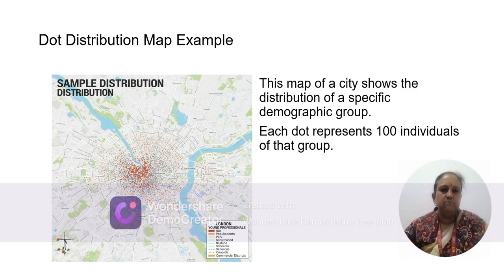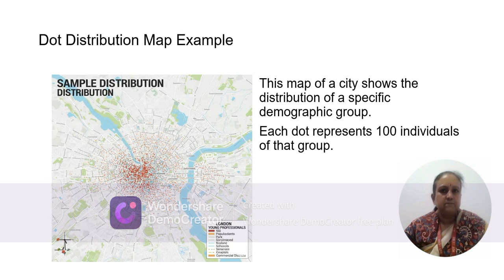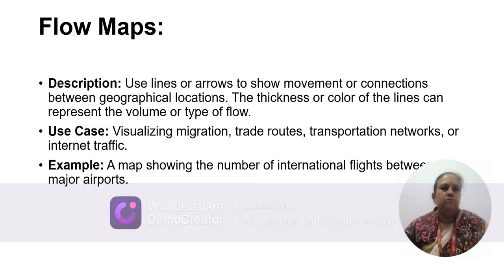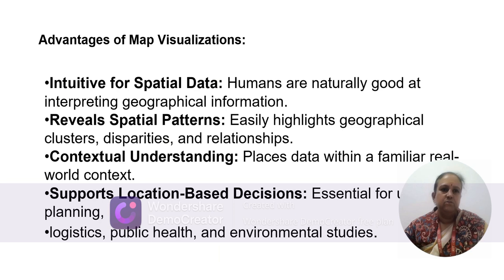Then the dot distribution map, a map which uses dots, where a single dot represents a specific unit, to distribute the same or a specific demographic group. Flow maps use lines or arrows to show the movement or connection between geographic locations. And isoline maps connect points of equal value with lines, common for continuous surfaces. So these are the different types of maps in data visualization. Each one has its own advantages when represented in the visual model.